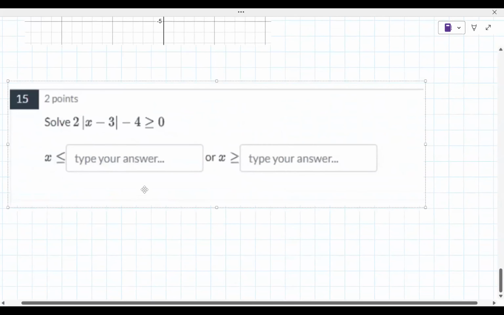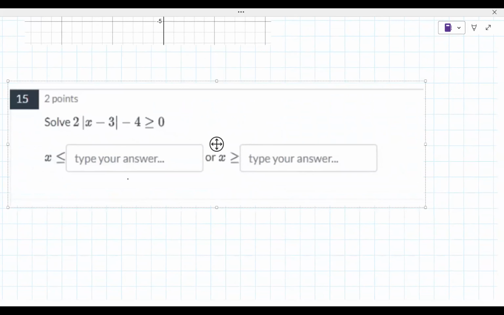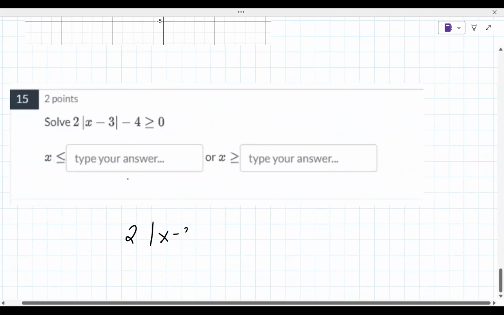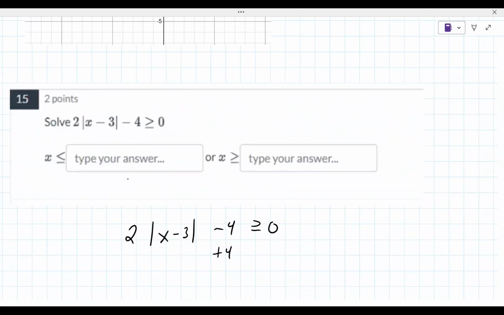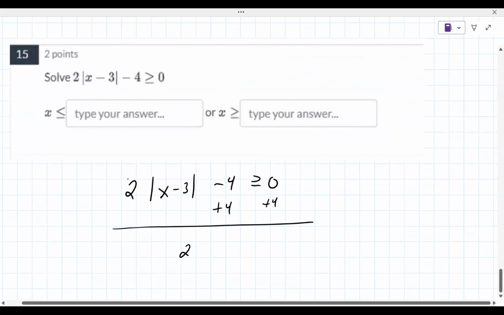All right. So I see here, you have to isolate the absolute value. You do that by adding 4 to both sides and then dividing by the 2.